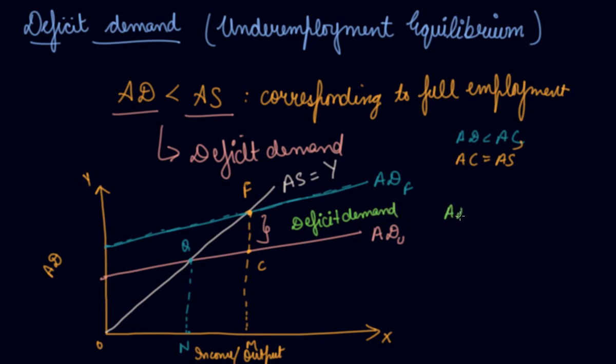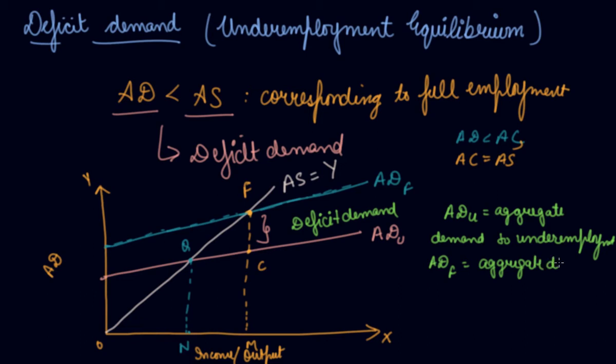So your ADU is aggregate demand corresponding to underemployment, there is less employment. Aggregate demand full is when your AD is equal to AS, aggregate demand corresponding to full employment. Right? FC. This is FC. This is the difference between your aggregate demand at full employment and aggregate demand at underemployment. So your FC is your deficit demand.